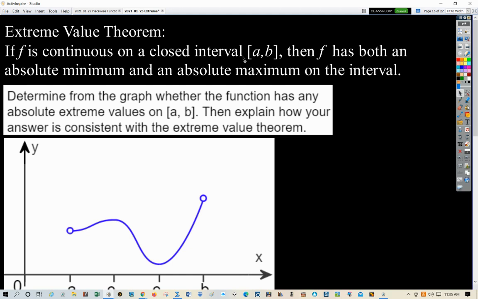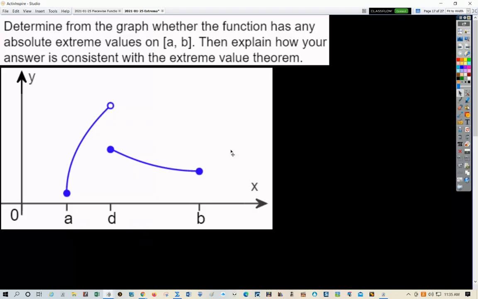Right? This is not a biconditional statement. This is only a conditional statement. It only flows from left to right. Okay, so there is an absolute minimum at A. Is there an absolute maximum, Emma?